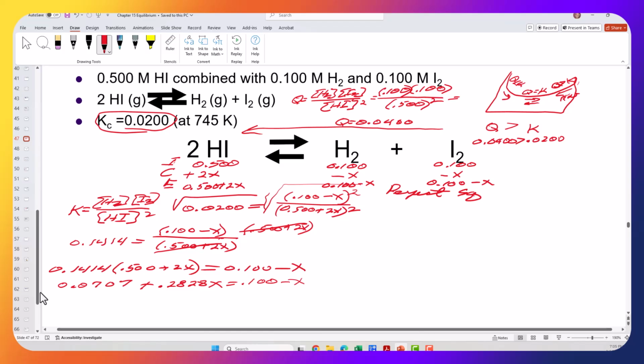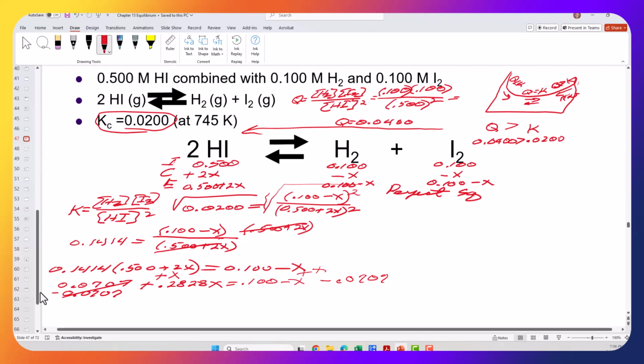I'm going to go ahead and move the x's over to the left and move the 0.0707 over to the right. So I'll subtract 0.0707 from both sides. So this is going to be minus 0.0707. I'm going to add x to both sides, and this is a 1x. So this is plus 1x. So what is that going to give me?